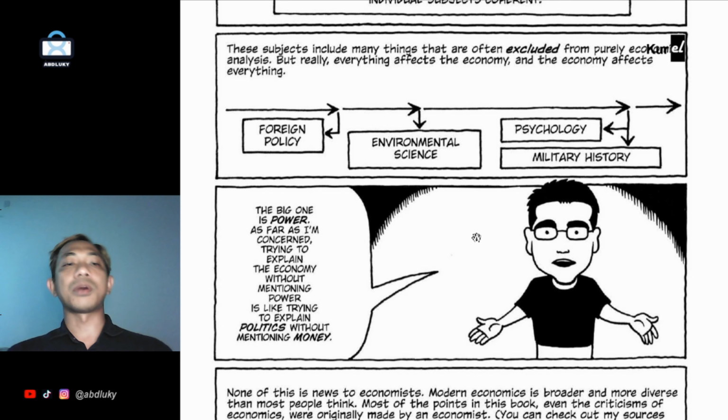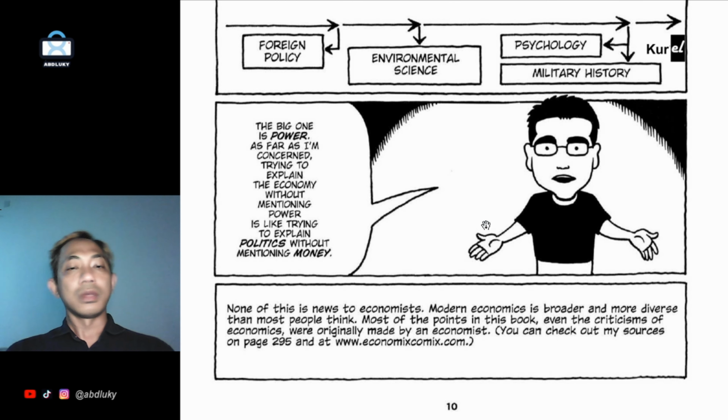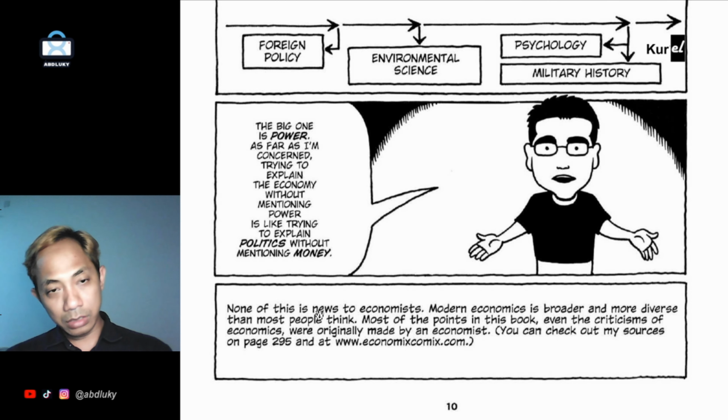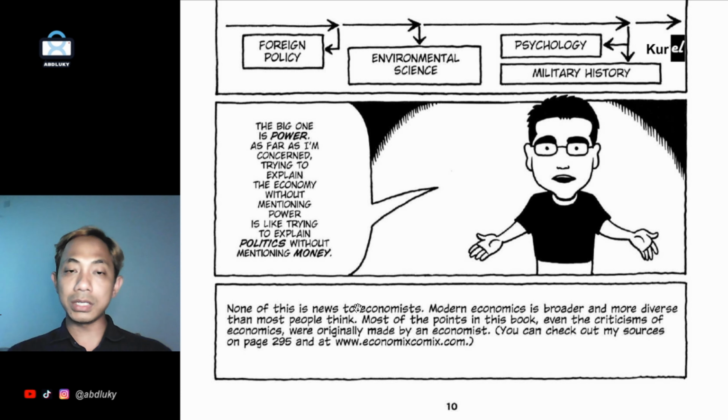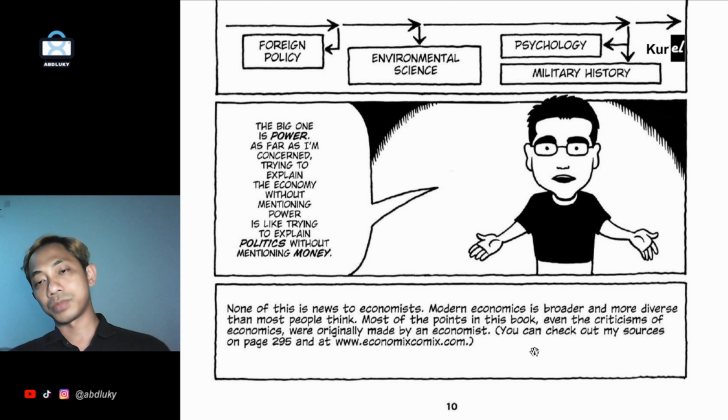And the big one is power. As far as the writer is concerned, trying to explain the economy without mentioning power is like trying to explain politics without mentioning money. None of this is news to economists. Modern economics is basically broader and more diverse than most people think. Most of the points in this book, even the criticism of economics, were originally made by an economist.